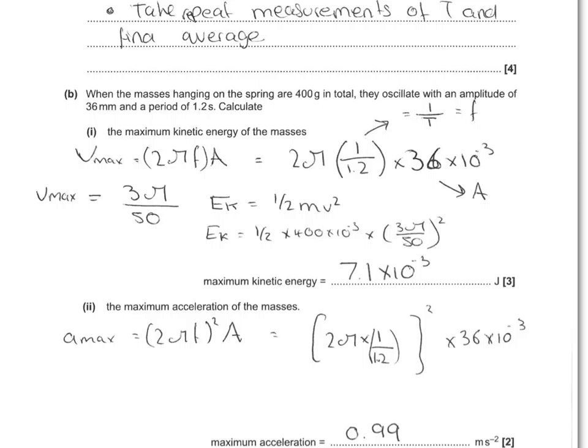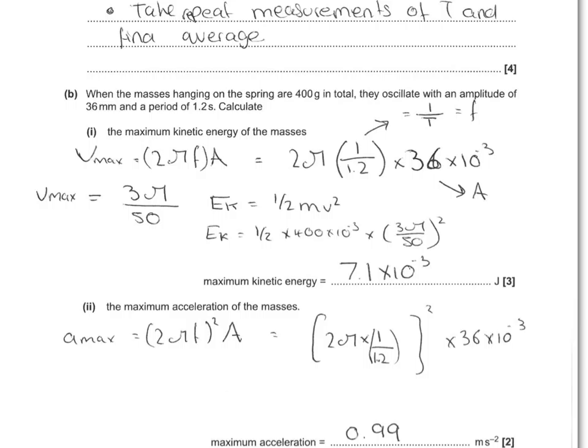So here you can find the maximum kinetic energy of the masses. You want to use the equation we looked at earlier, which was 2 pi f times the amplitude, to find the maximum velocity. So you have the amplitude, you have the period, and to work out the frequency you do 1 over T. From this you can get Vmax, which is 3 pi over 50.